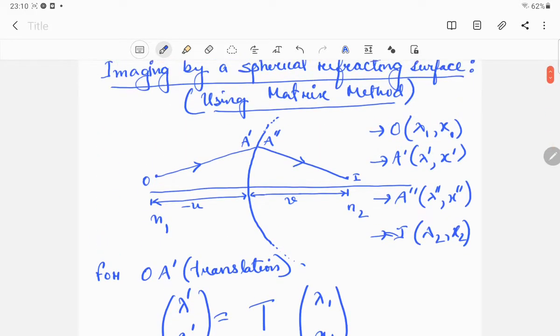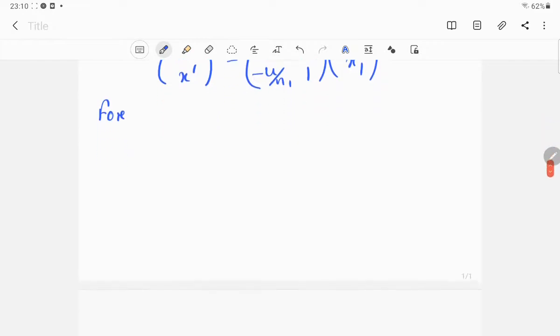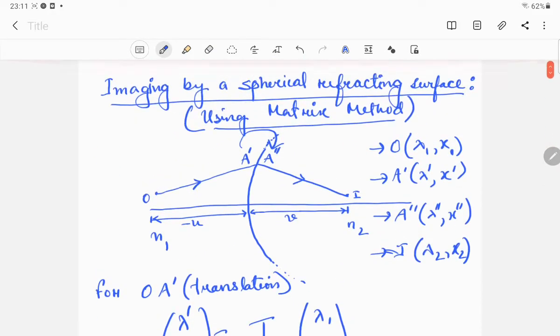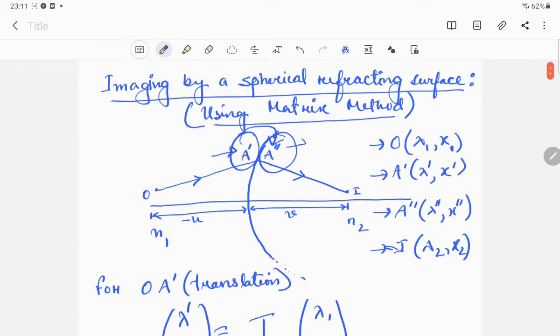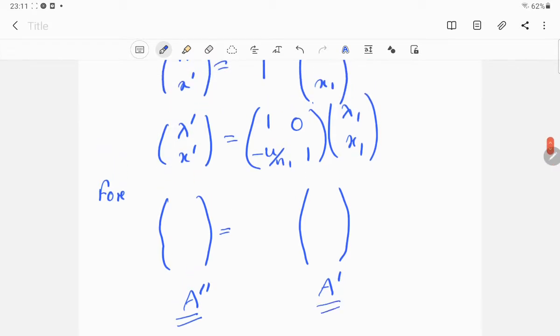The next step is A' to A''. To go from A' to A'', what happens? A'' is the final, A' is the initial. You can say that this is the input and this is the output. So the output is A'' and the input is A'.